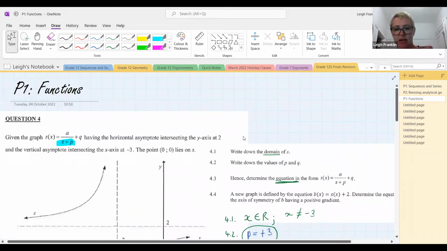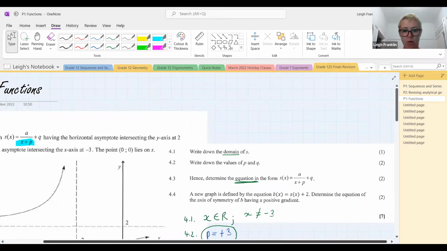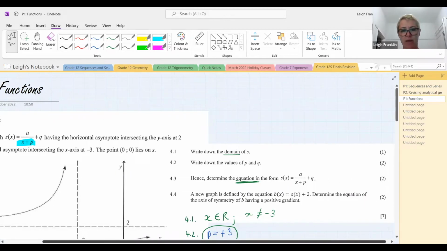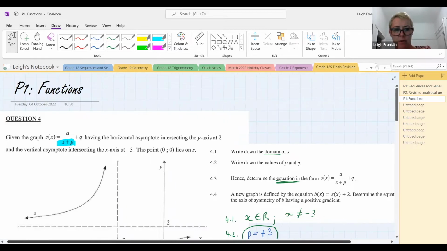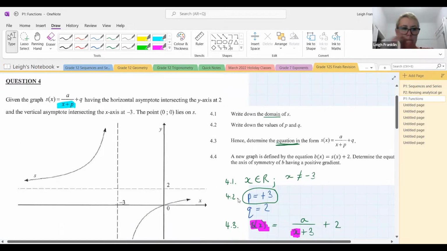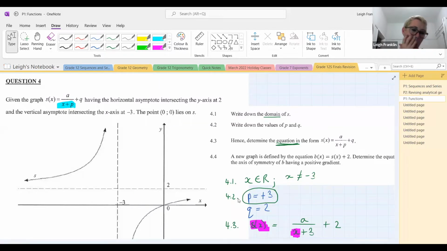Now they say to us, a new graph is defined by the equation b of x equals s of x plus 2. They've asked us to determine the equation of the axis of symmetry of b having a positive gradient. So what do they want from us here? What do they want from us?